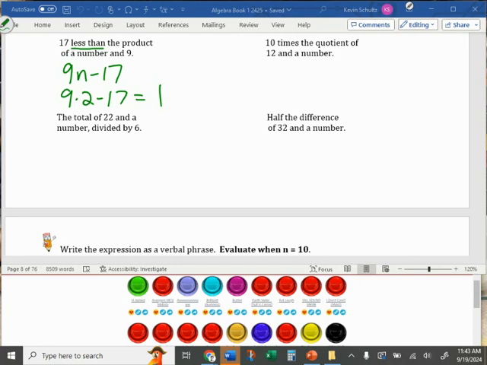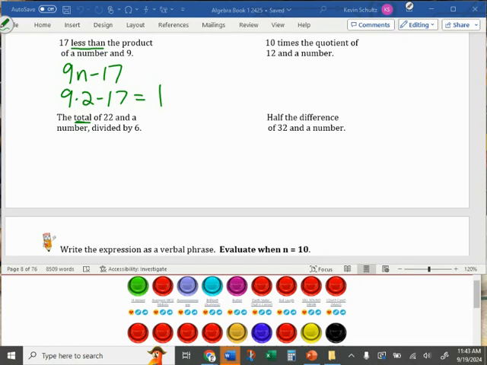Commas are another way that we can notate parentheses are necessary. It won't always mean parentheses are necessary, but it could. The total of 22 and a number, comma, divided by 6. First of all, what operation is total? Addition. Okay? That comma is like a break, it's like a pause, right? The total of 22 and a number, divided by 6.